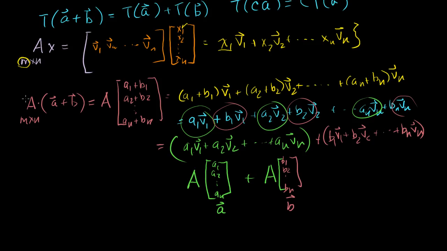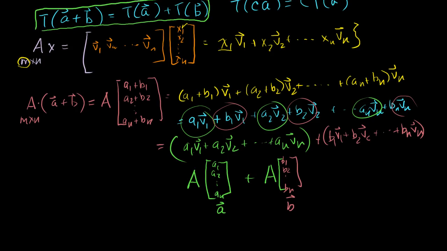So we just showed you that if I add my two vectors, a and b, and then multiply by the matrix, it's completely equivalent to multiplying each of the vectors times the matrix first, and then adding them up. So we've satisfied, and this is for any m by n matrix, this first condition right there.